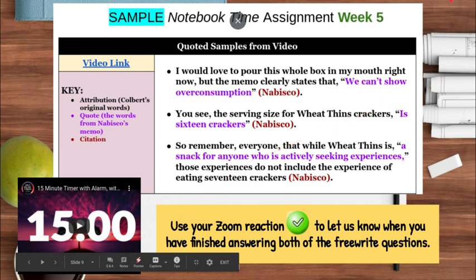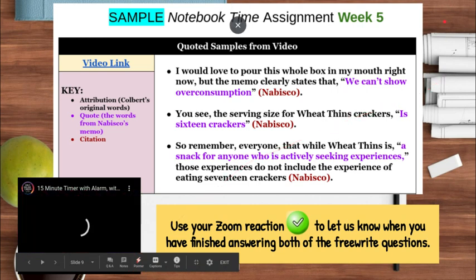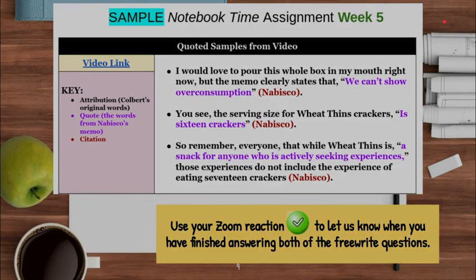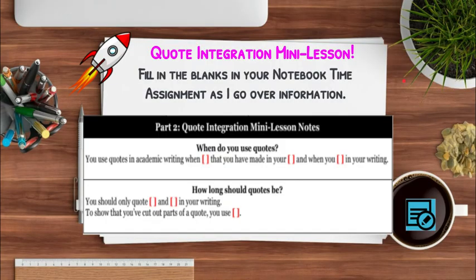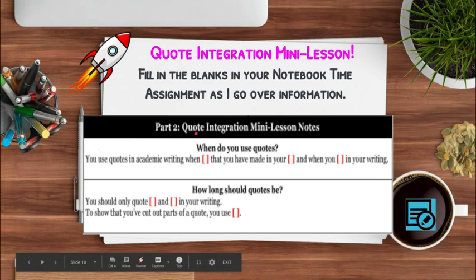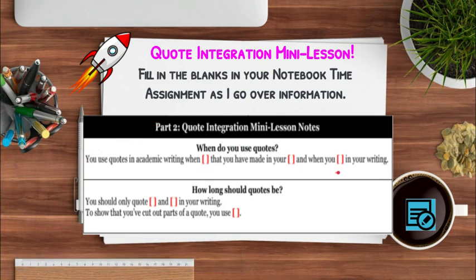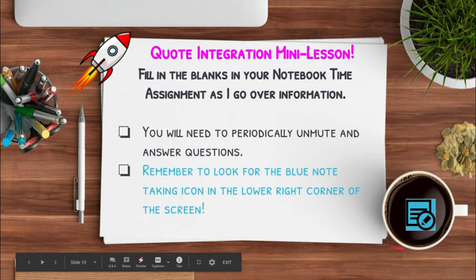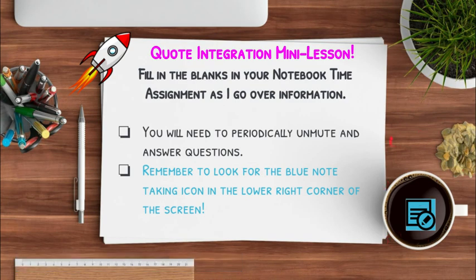Okay, so let's move on to the mini lesson section. Just like we did before, for part 2, I'm going to go through a mini lesson. There are these red brackets where you will be filling in the missing information that you need to complete your notes. And every time there is something for you to fill in, you have this blue icon in the lower right-hand corner of your screen to prompt you.